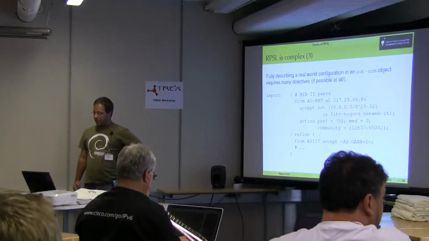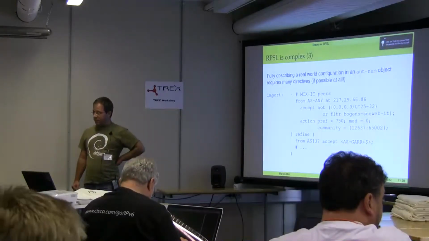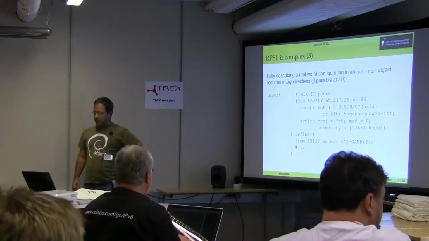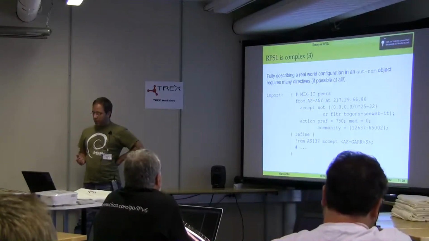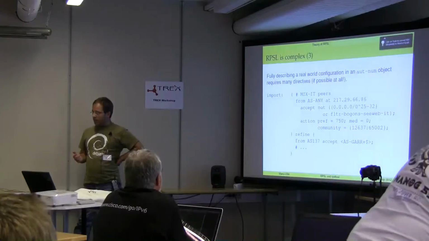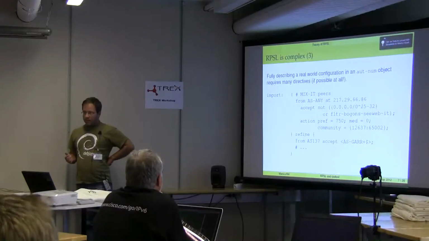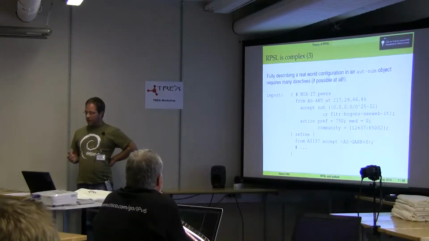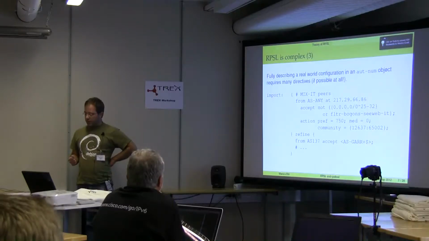RPSL is a complex language. Aut-num objects are the core of the specification, and starting from there, you can describe your whole routing policy. Many networks do it in a very simple way, listing their peers, their customers, their transits, but not actually describing the real configuration in their hardware.